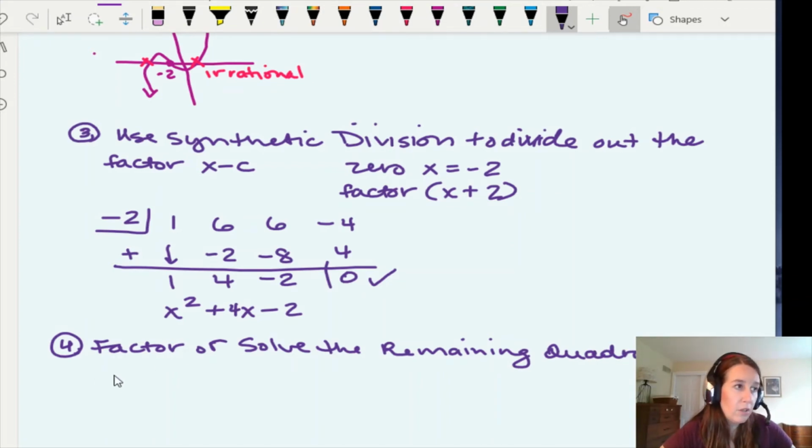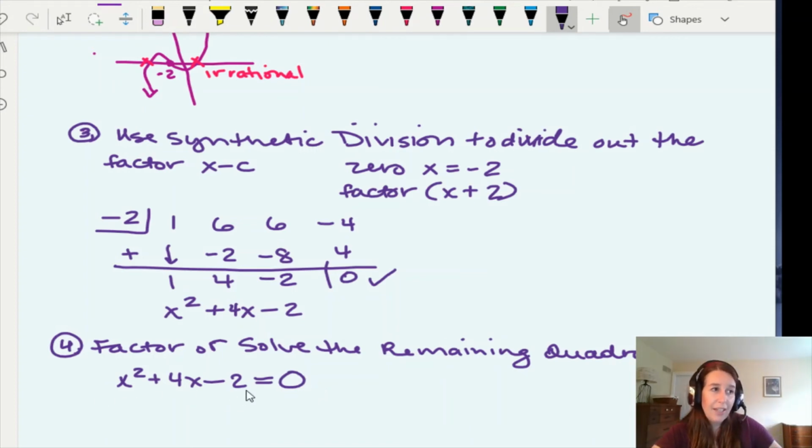All right, so we have x squared plus 4x minus 2. Remember, we're trying to find the zeros, so set it equal to 0. Okay, what you'll find is if you've done this correctly so far, we know that this isn't going to be factorable because we saw the other two zeros on the graph and they weren't rational numbers, right? So instead, we're going to need to use the quadratic formula.